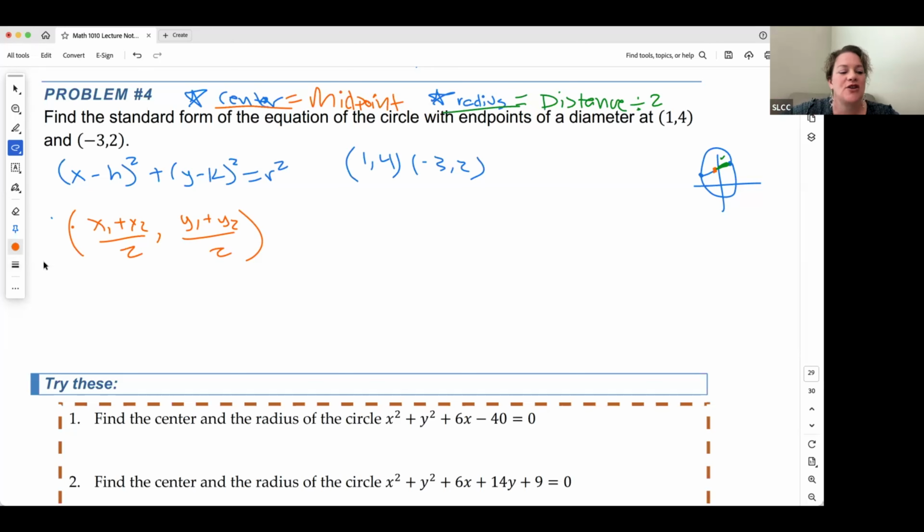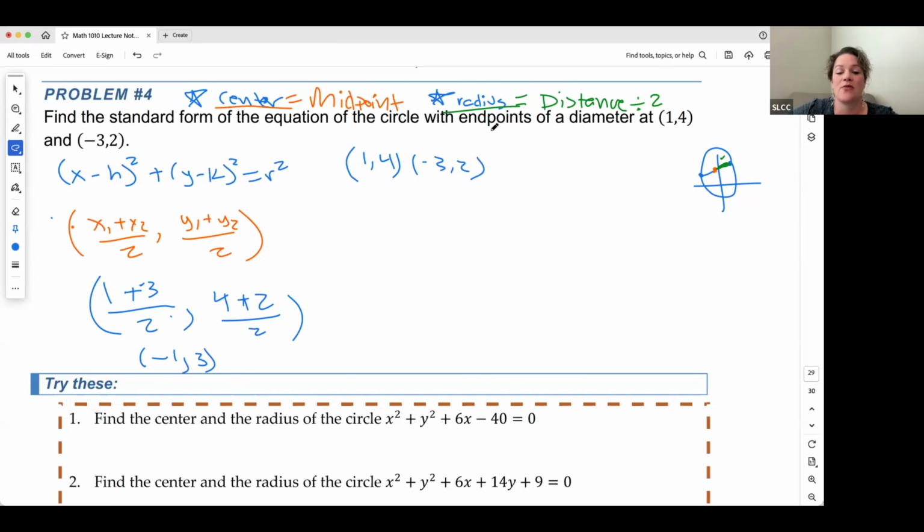Okay, let's do it. So x1 plus x2, so plus a -3, divided by 2, and then y1 plus y2 divided by 2. So what is our midpoint? 1 minus 3 is -2 over 2, so that would give you -1. 4 plus 2 is 6, divided by 2 is 3. So now I know the middle point of the diameter, aka the center of the circle, is (-1, 3).